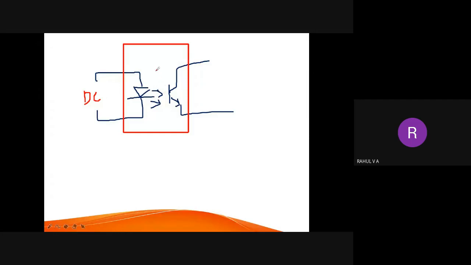So here, if you see this component, there is no electrical connection between diode part and transistor part. The connection between diode and transistor is through light. So there is no electrical connection between one side and other side.